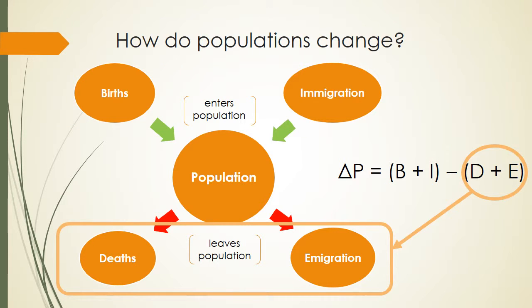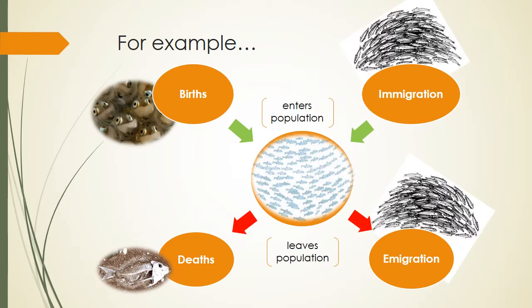The last term of the equation represents individuals leaving the population by deaths, represented by D, and emigration, represented by E. When individuals leave the population, the size of the population decreases, hence the minus sign before the last term. All populations grow and shrink in this way. So here's an example with fish.